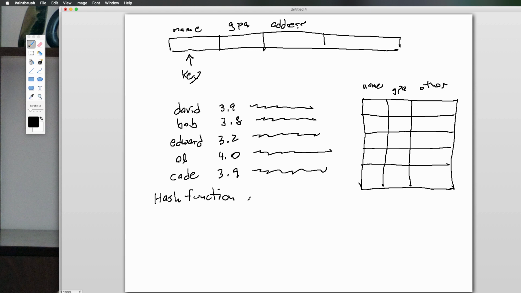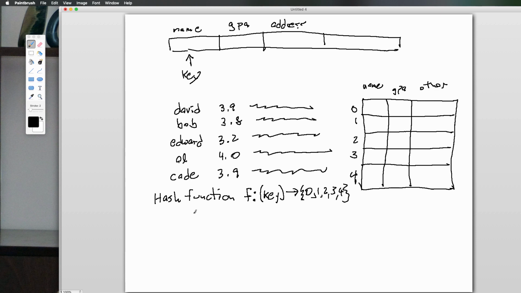Okay, and we're going to call the hash function f. And basically what the hash function has to do is it has to take a key value and it's going to map it. Well, remember, this is 0, 1, 2, 3, 4. It's going to map it somehow to the set 0, 1, 2, 3, 4.